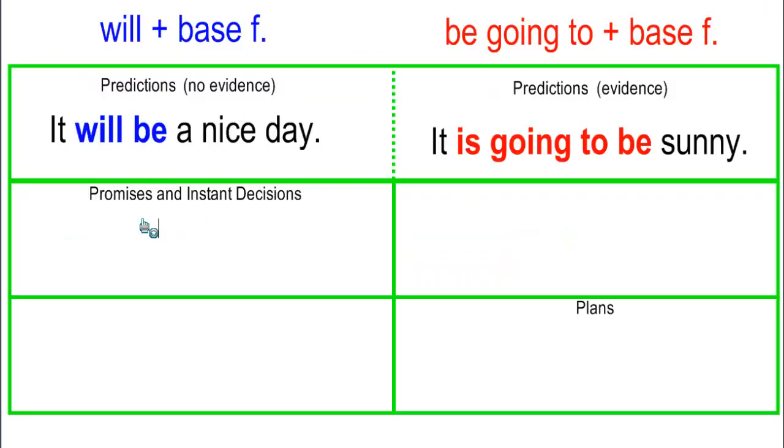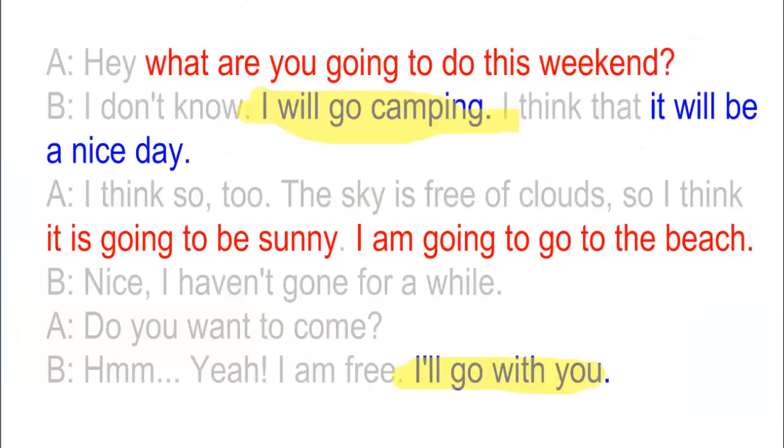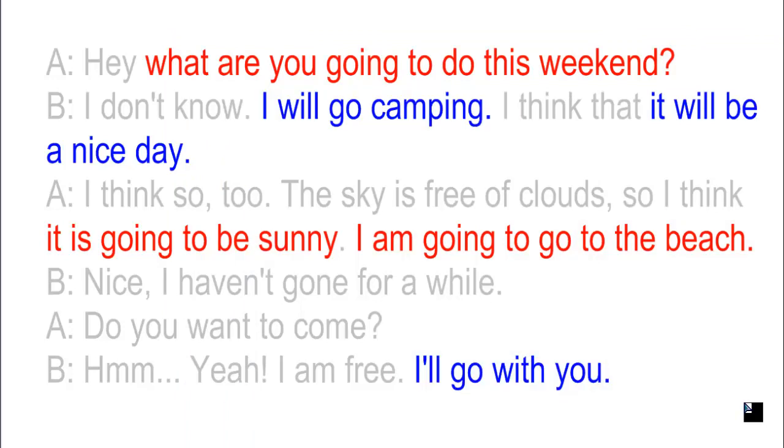So you see, that's what's happening in this case. Promises and instant decisions. When you decide to do something or when you make a decision in the moment, you are going to use will. I'll go with you. Oh, I'll go camping. Because that's what the person is saying. In these two situations, the person is implying that the decision was taken in that moment. And finally, we have the last case.